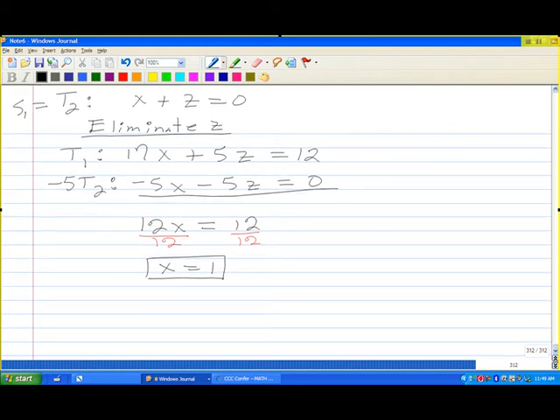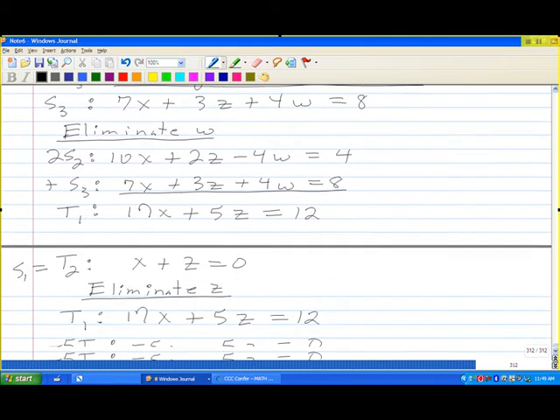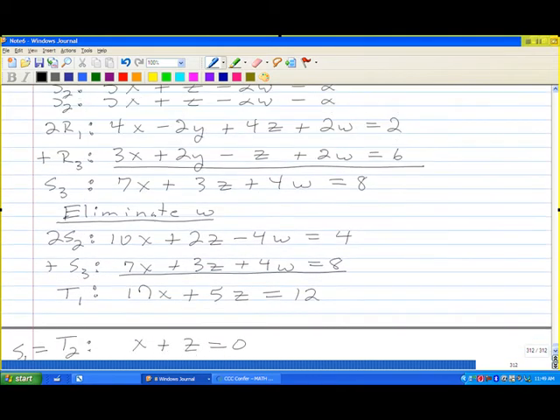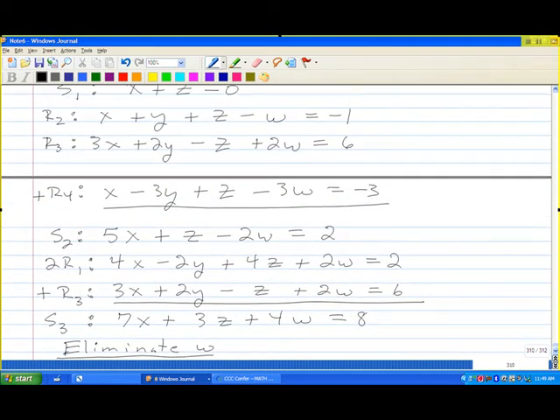Let me use T2. And so that says that x plus z equals 0. Subtract 1 from both sides of my equation. So z equals -1. Okay. So I figured out x and z. And let's figure out w.